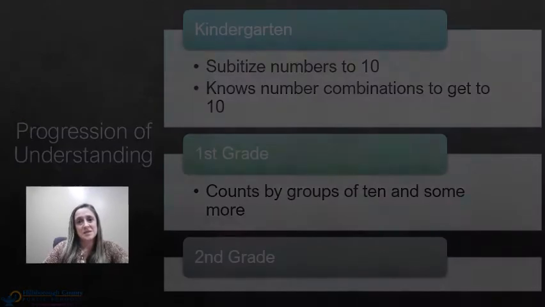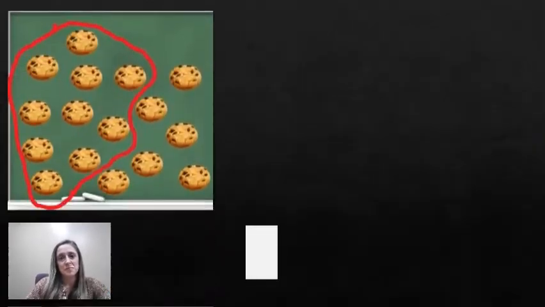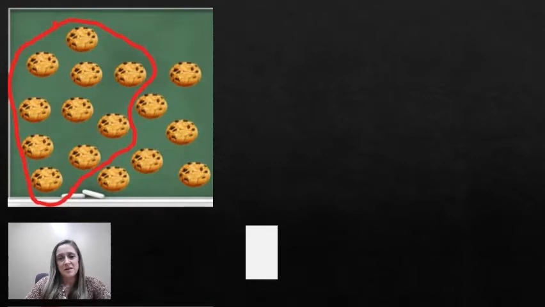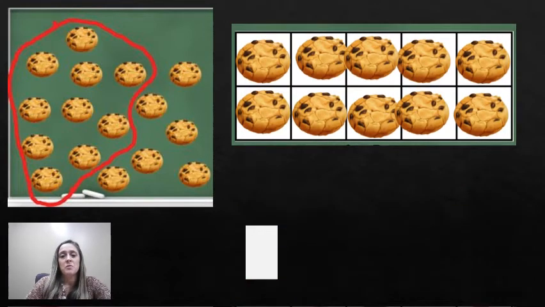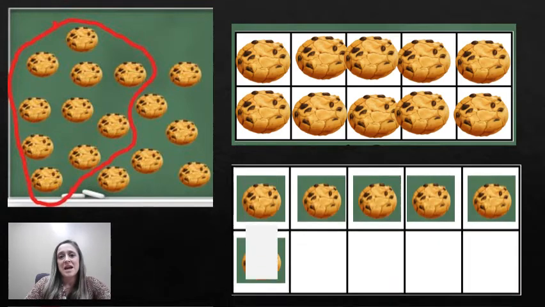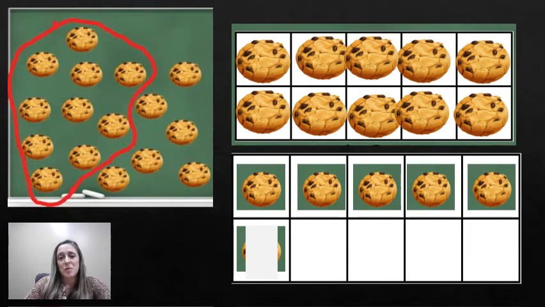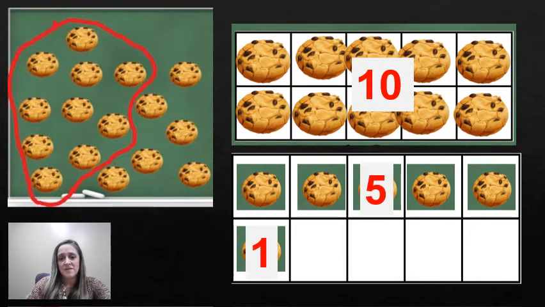So for example, here is the picture from the task that you did. Maybe you counted them all, maybe you found a group of 10. We want our students to be able to organize their thinking so that they can see 10 quickly. So by using the 10 frame, I'm able to see, okay, that's 10, and that's 5, and that's one more. And I'm able to quickly count up to 16. And because I can quickly identify 10, that helps with my fluency.